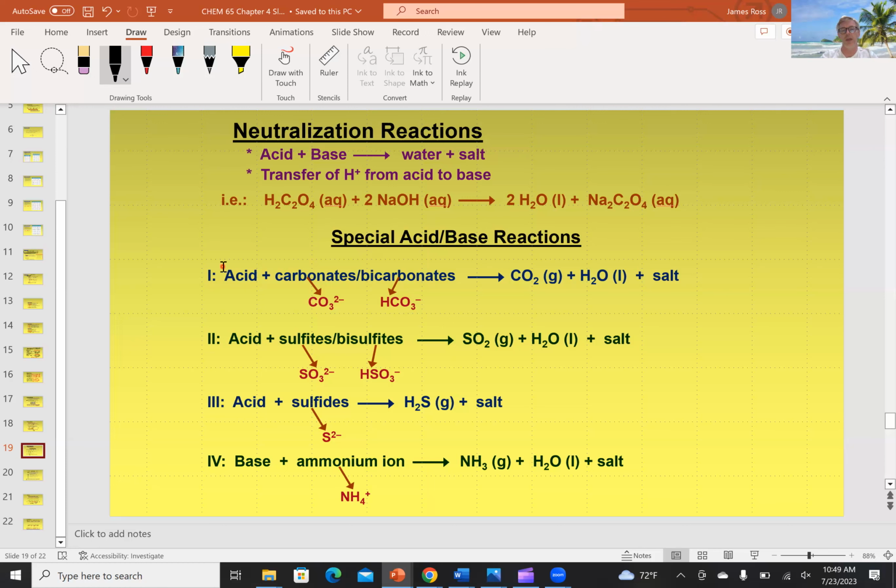Exceptions to this rule are if we have a base that contains carbonates or bicarbonates. In these cases, they would both decompose to give carbon dioxide and water. If we have sulfites or bisulfites, these can decompose to give sulfur dioxide and water. If we have sulfides, we could get hydrogen sulfide gas. And if we have ammonium ions in our acid, then this can decompose to give ammonia and water. So these are some exceptions. These will become obvious if we treat neutralization reactions as double displacement reactions, which they are. It all becomes straightforward.